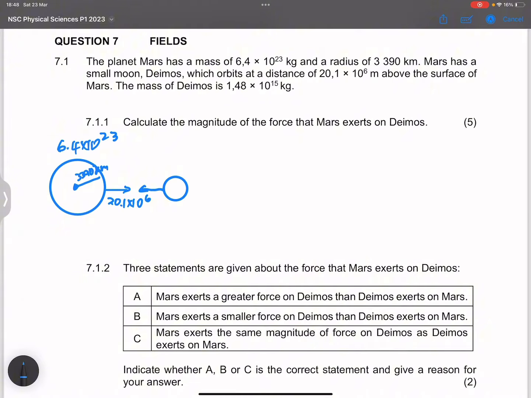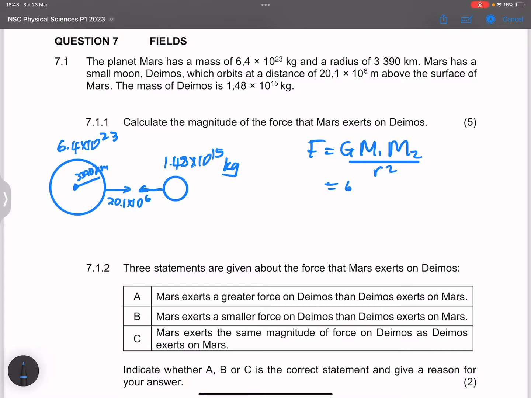And they say Deimos is 1.48 times 10 to the power 15 kilograms. They want us to calculate the magnitude of the force that Mars exerts on Deimos. So we're going to say, in this case, Newton's universal law of gravitational attraction, divided by r squared.